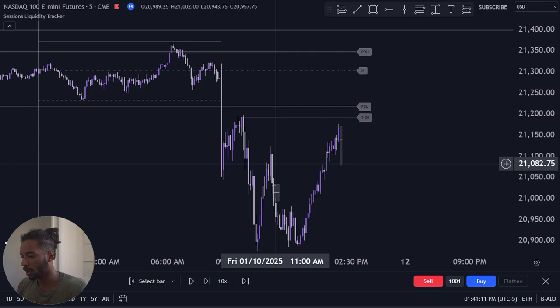So those are my primary indicators. If you guys are looking for good indicators to help you understand ICT kill zones and levels and things like that, this is what I would recommend.